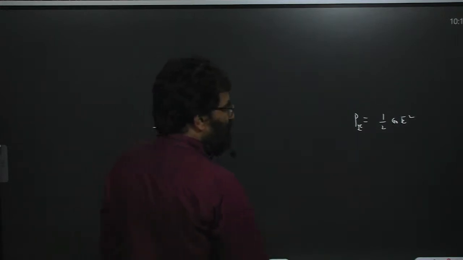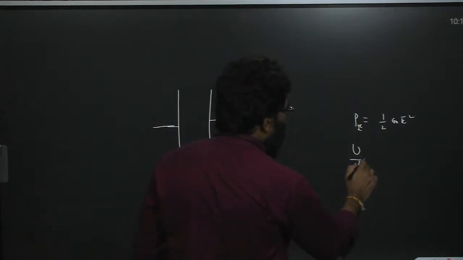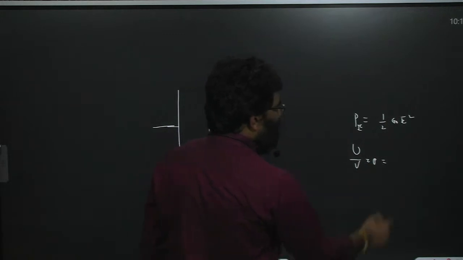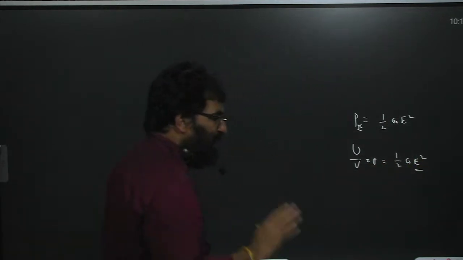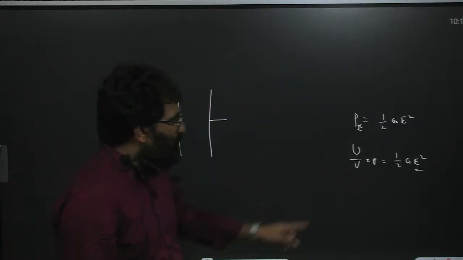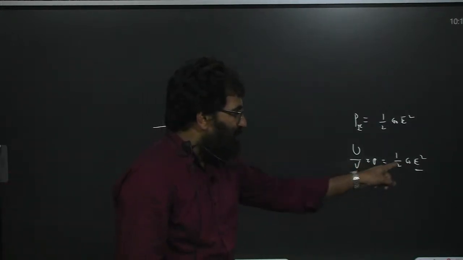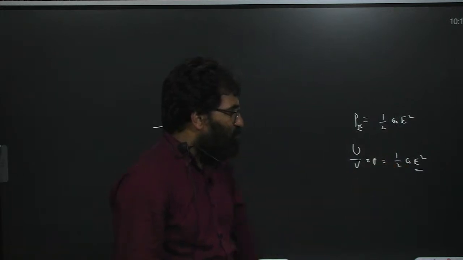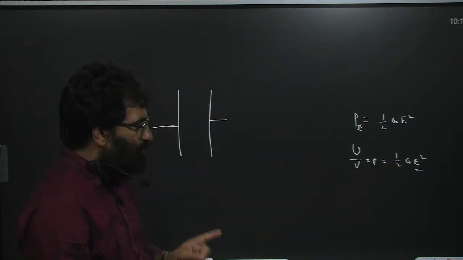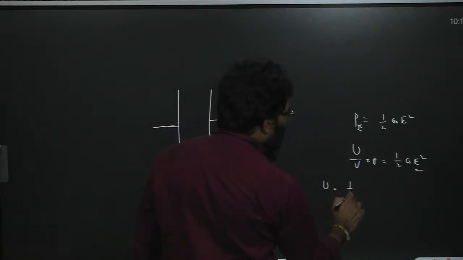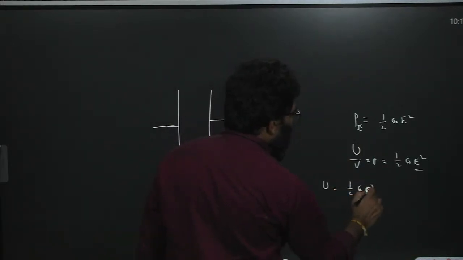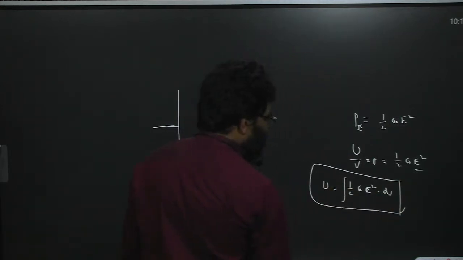So pressure is nothing but energy per unit volume. So it is equal to half epsilon naught E square. Whenever an electric field is existing, there should be energy. Energy per unit volume is nothing but energy density. Energy density is called pressure, half epsilon naught E square. So whenever electric fields are there, definitely there is energy. That energy we can calculate: U is equal to what? Half epsilon naught E square into dV. Just we can take the total energy.